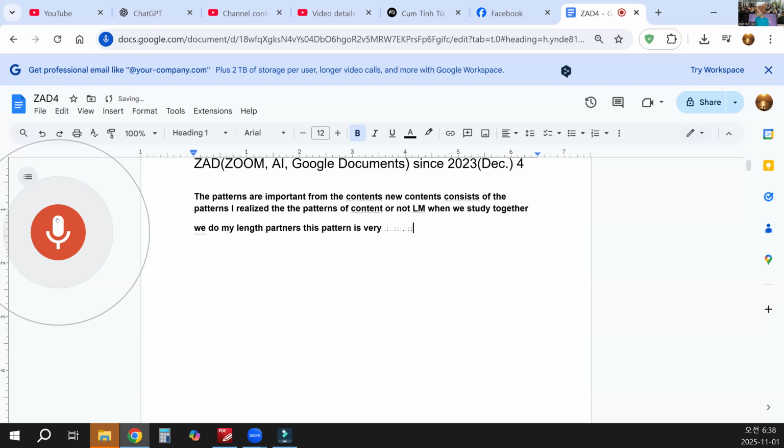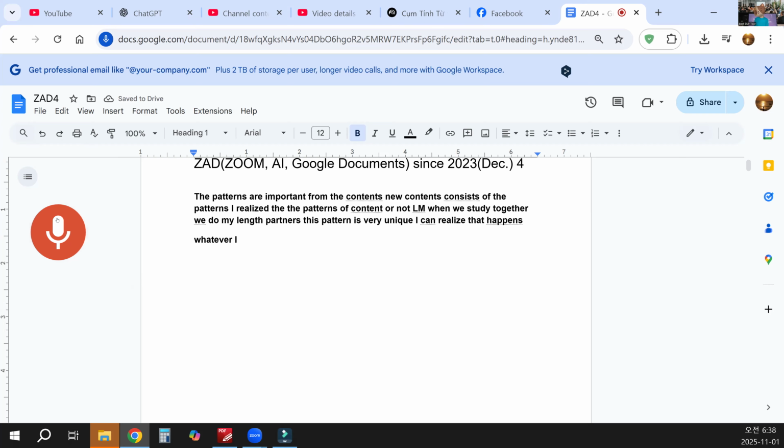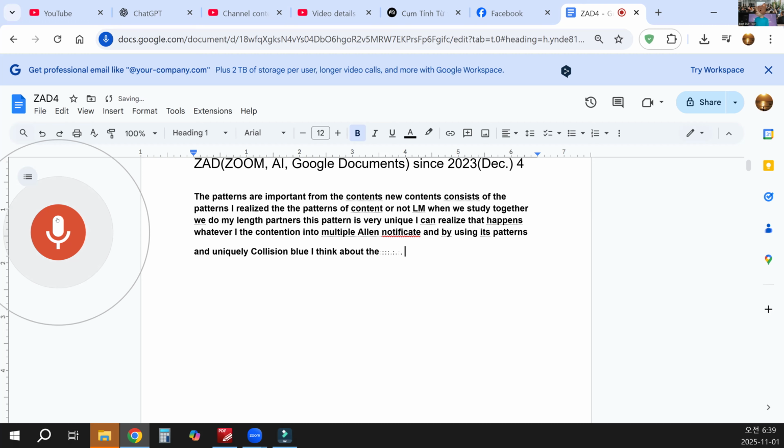I can realize that pattern. Whatever I put the contents into NotebookLM, NotebookLM creates by using its patterns, and uniquely. For example, let's think about the video overview. The video overview is the same pattern.